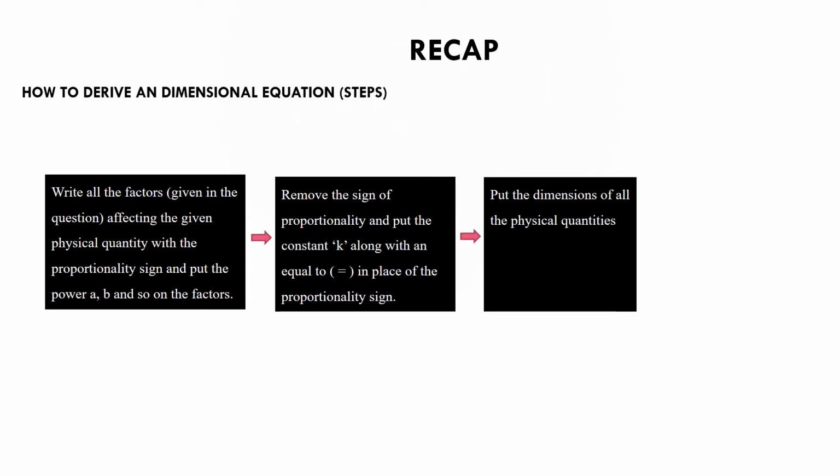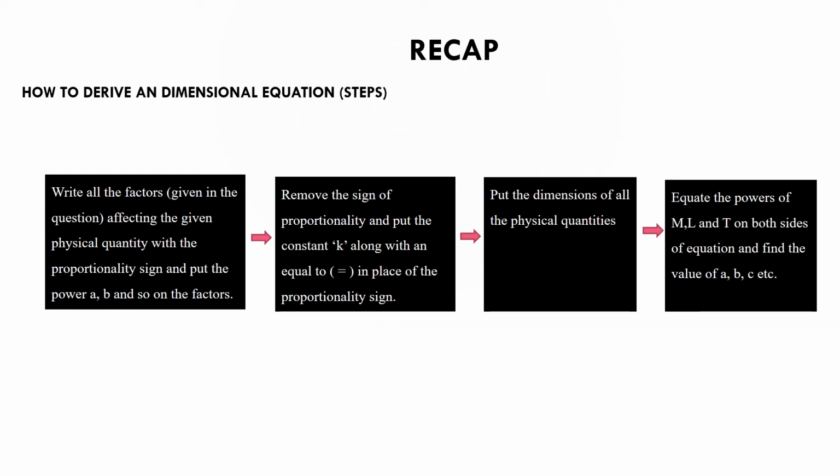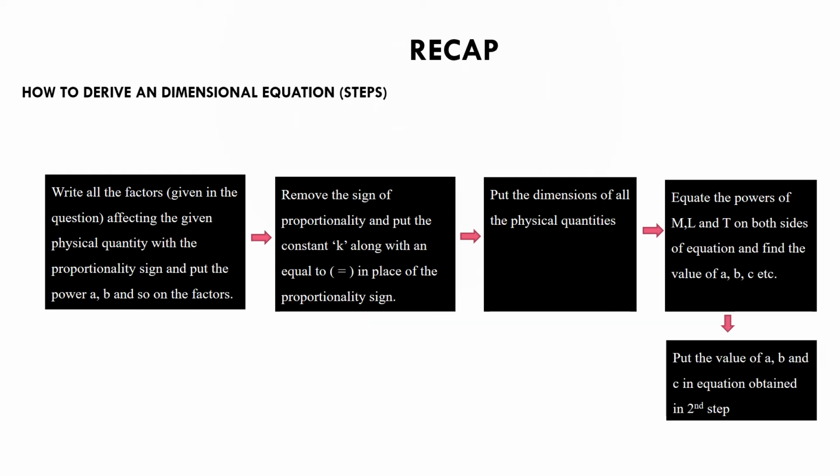Then put the dimension of all the physical quantities, equate the powers of m, l and t on both sides and find the value of a, b, c. Put the value of a, b, c in the equation obtained in step 2.